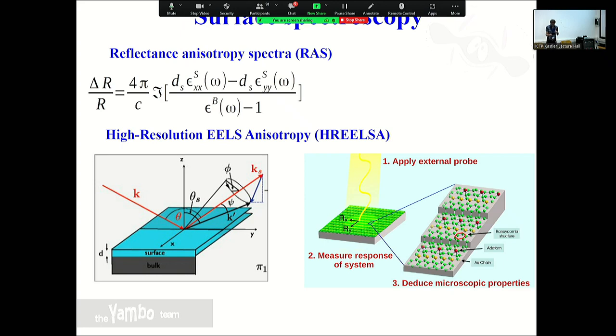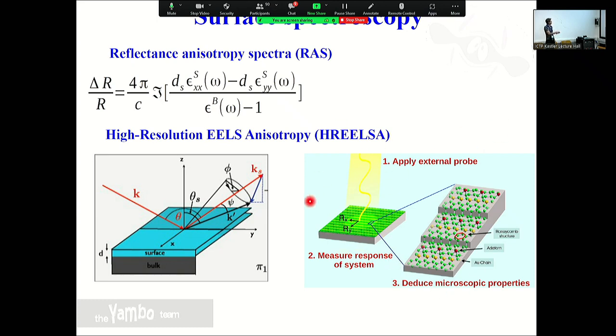So another interesting experiment which is very useful to study surfaces is related to what is called the reflectance anisotropy spectra, or in this case you can also do high resolution electron energy loss anisotropy. And basically the idea is that you probe the system with polarized light in one direction and the other, and then you take into account the differences between the two absorptions. And it's a very powerful technique, and it can give you a lot of details on the surface.